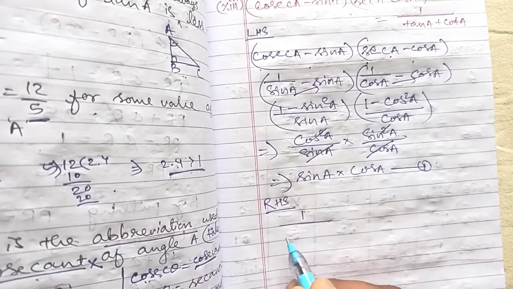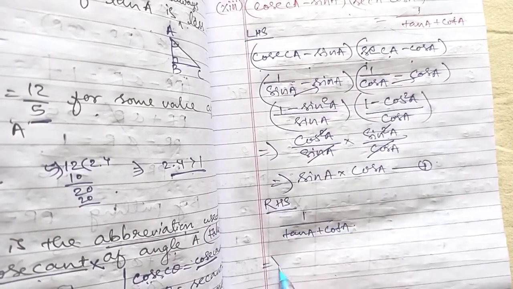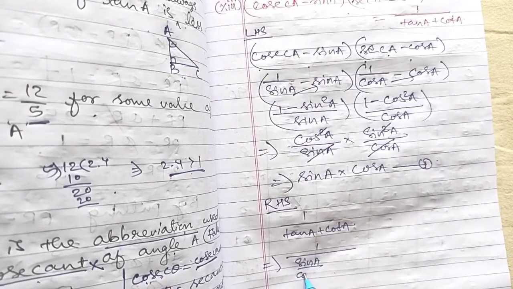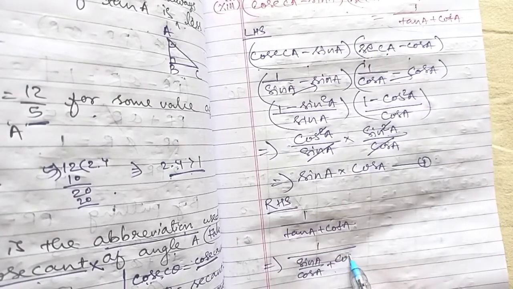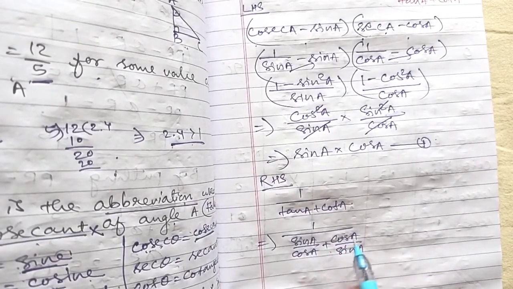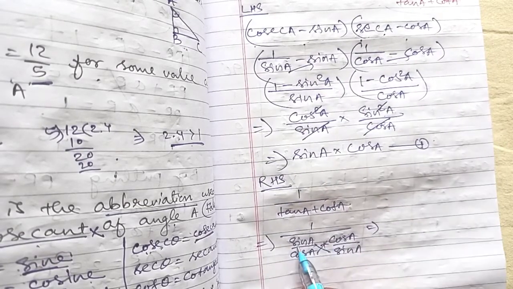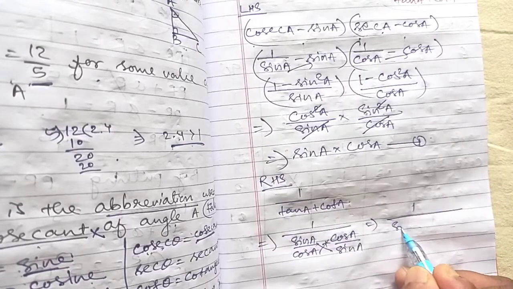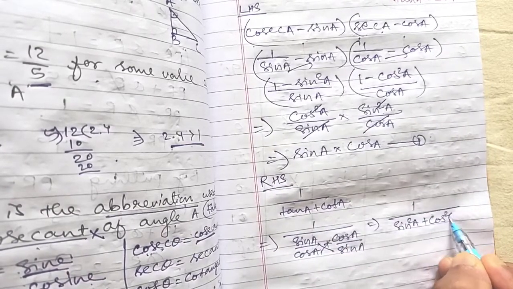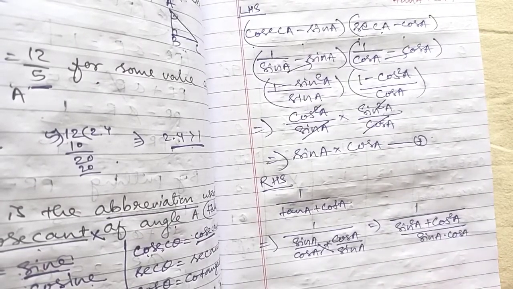RHS is 1 by (tan a plus cot a). Convert this into sin and cos, 1 by (sin a by cos a plus cos a by sin a). Tan will become sin theta by cos theta, cot will become cos theta by sin theta. Multiply sin into sin, sin square theta plus cos into cos, cos square theta divided by sin theta into cos theta. Are you getting?